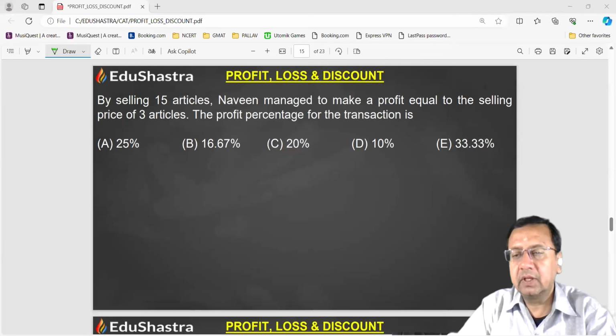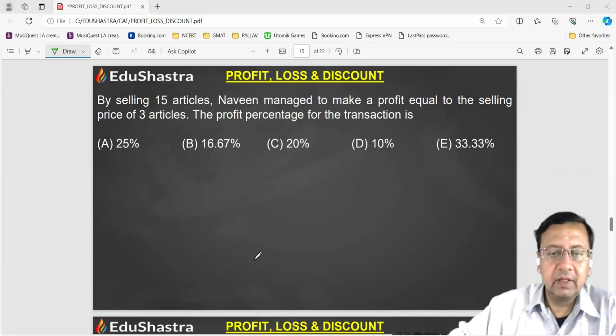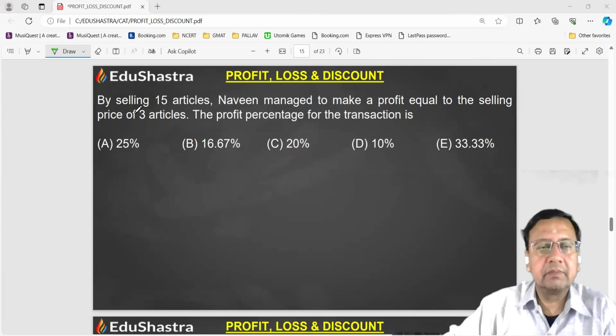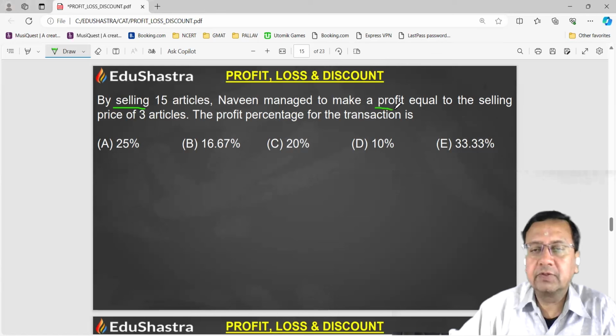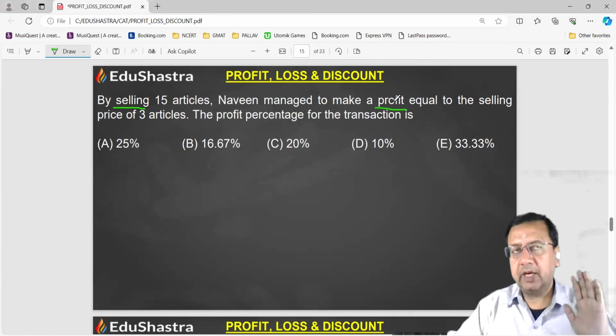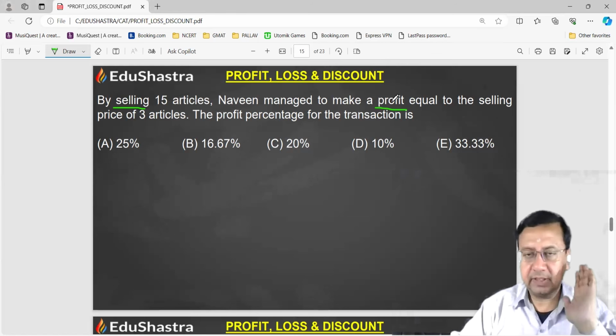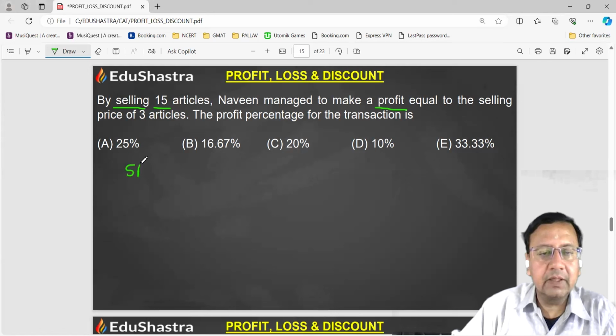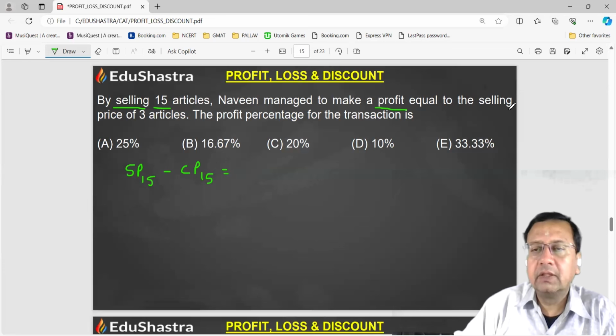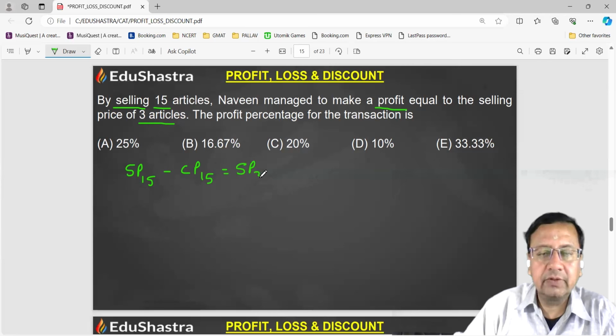Okay. So see this. This says by selling, so there must be some selling, right? Naveen managed to make a profit. So if the profit is there, selling price should be more than the cost price, because this is saying profit, right? How many products are you selling? 15 products. So selling price of 15 minus the cost price of 15 should be equal to the selling price of 3 articles. So this should be equal to SP of 3.